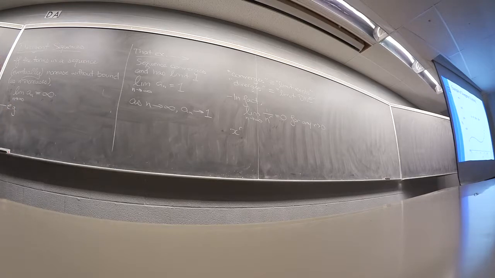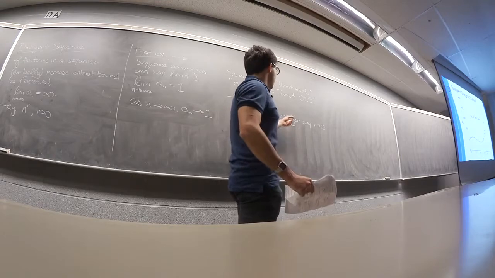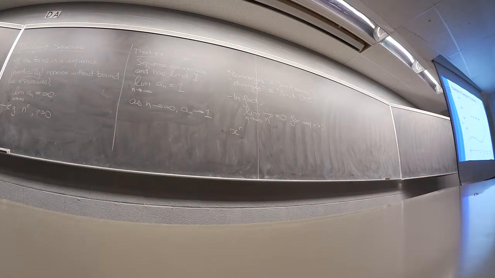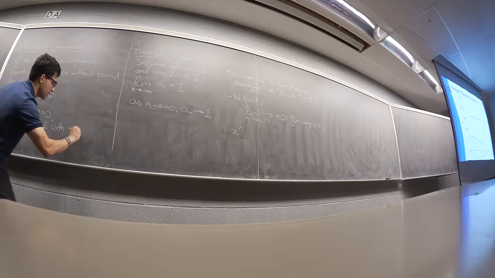Examples. N to the r, where r is positive. We sort of talked about the opposite there, right? We talked about how the reciprocal of that is going to tend to 0. Now we're talking about how it blows up, and then increases. Likewise, any polynomial with positive leading coefficient.